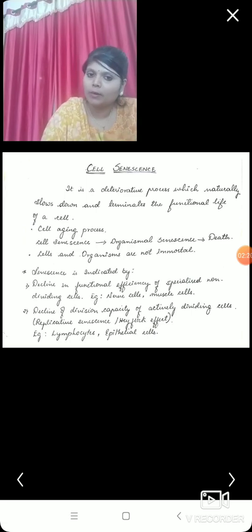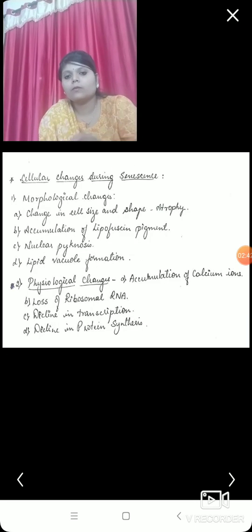If there are cells which are continuously dividing in our body for repair, for growth, and all the other purposes, and if those cells are declining in their cell divisions, okay, we call it replicative senescence. So thereby the activity of the dividing cells reduces, henceforth leading to the senescence. Examples are the lymphocytes and the epithelial cells.